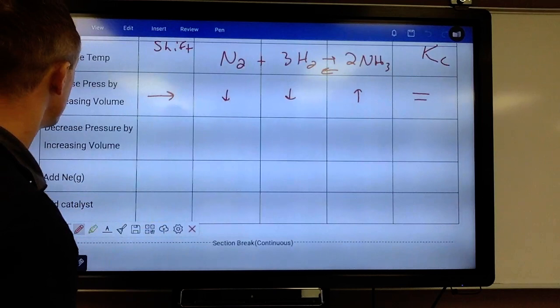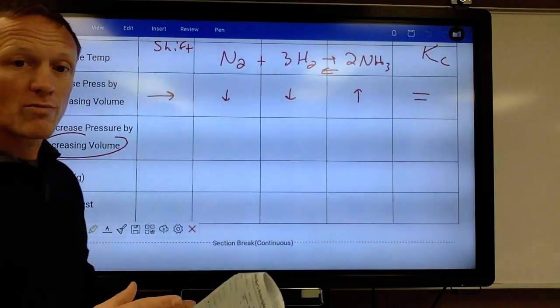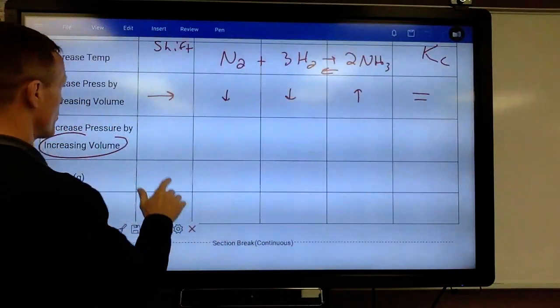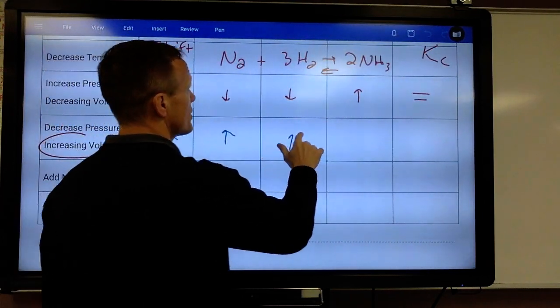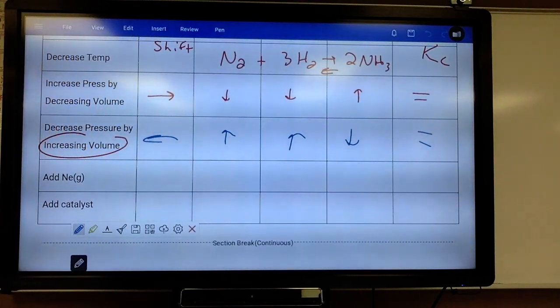Just the opposite here then. If we increase volume, we want to make more moles of gas and have the gas be able to spread out and get back to where that K value was. So we would shift left, which would cause an increase in that, a decrease in that, but our K value stays the same. All right, last couple things.